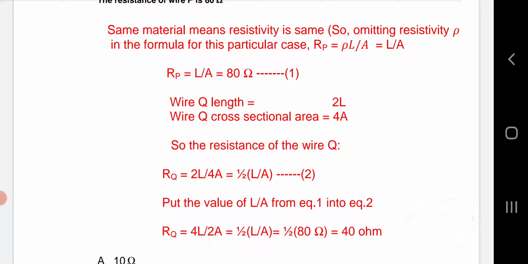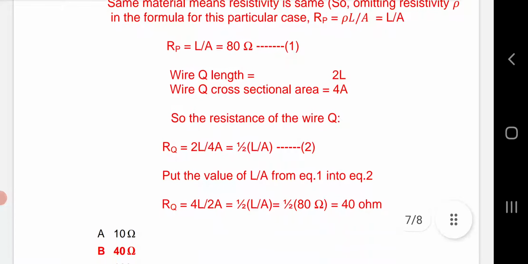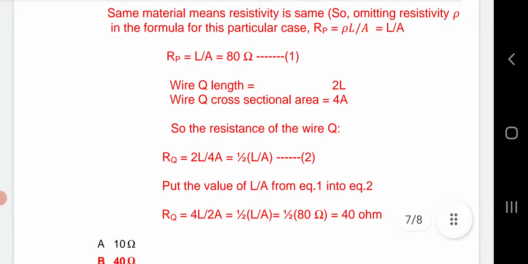Now put the value of L by A from equation number 1 into equation number 2. So the resistance of Q wire is equal to 2L over 4A, that is half L over A, and L over A is 80 ohm from equation number 1. So the resistance of Q wire is 40 ohm, and it is option B, 40 ohm.